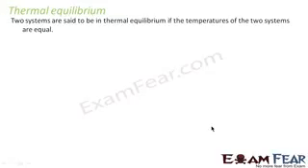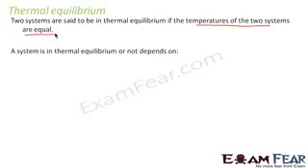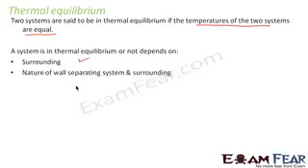Just now I told you in the previous slide what is thermal equilibrium. It talks about uniformity of temperature. That means two systems are said to be in thermal equilibrium if they are at the same temperature. So let us see. Two systems are said to be in thermal equilibrium if the temperatures of the two systems are equal. Right? A system being in thermal equilibrium or not depends on the surroundings. It also depends on the nature of the wall separating the system and surroundings.